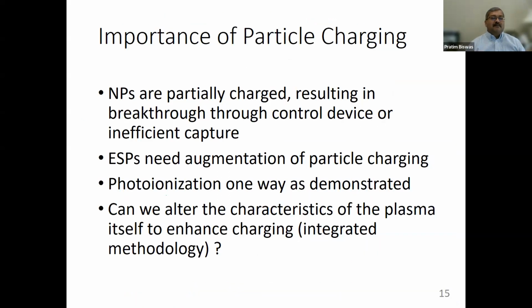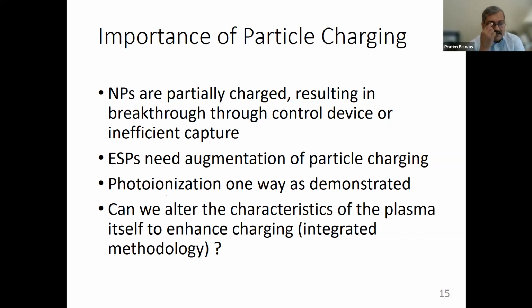Okay, so this is all to indicate the importance of particle charging. Nanoparticles are partially charged, resulting in a breakthrough or a lower efficiency of capture. Even if I use something like an electrical field, an electrostatic precipitator, I really need to augment the particle charging depending on desired efficiencies or high efficiencies.